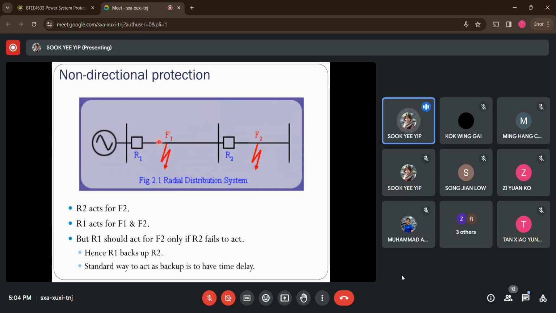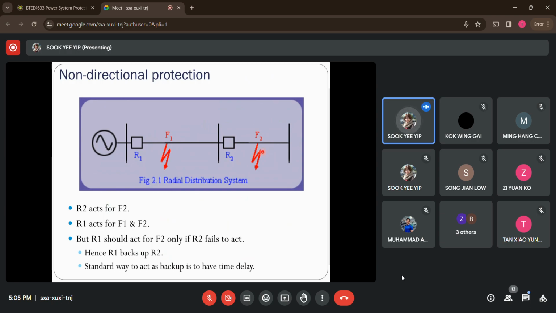If you look into this example, let's say we have a radial distribution system where we have a transmission line split into two via the bus bar, and this line is fed by one generation source. At each zone, these two lines here, we have implemented their own protective relays, let's say R1 here and R2 here. Whenever we look into these faults, let's say we have F2 here, a short circuit occurring at this particular point, this R2 relay will work as the primary protection to trip this fault.